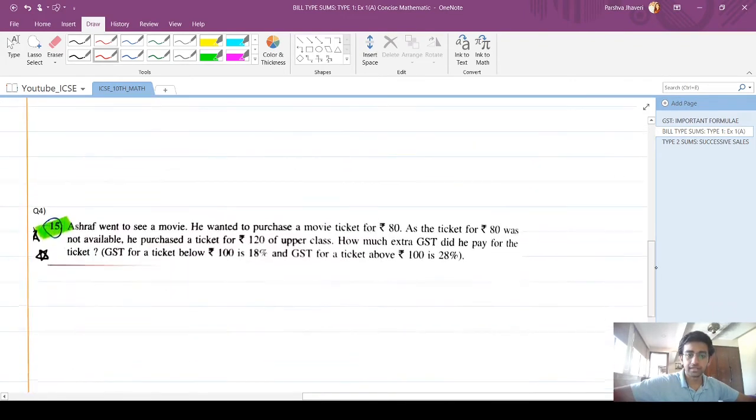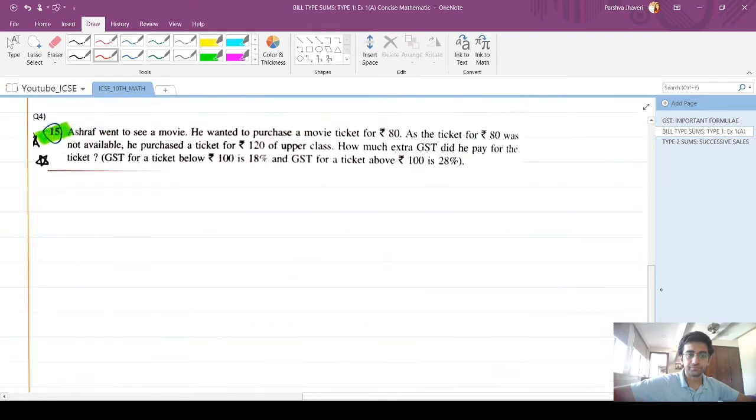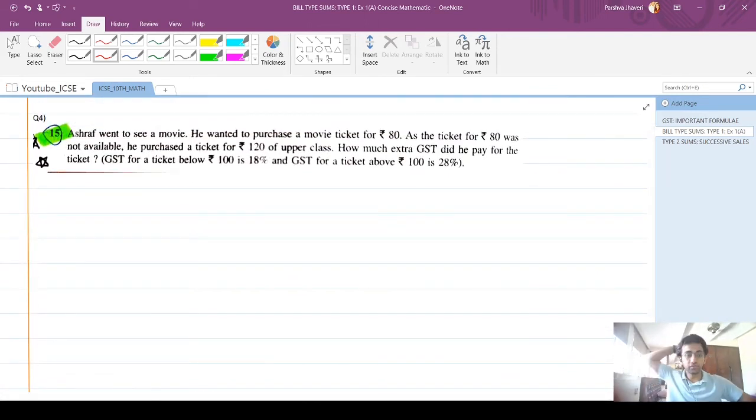Let's move on to the next question. Mr. Ashraf went to see a movie. He wanted to purchase movie ticket for 80. As the ticket for 80 was unavailable, he had to buy the more expensive first class ticket, 120, or the upper range ticket. How much extra GST did he pay for the ticket? And they've given us the two slabs of GST. For the cheaper ticket, it's 18%. For the more expensive one, it's 28%. How much extra did he pay for the ticket?